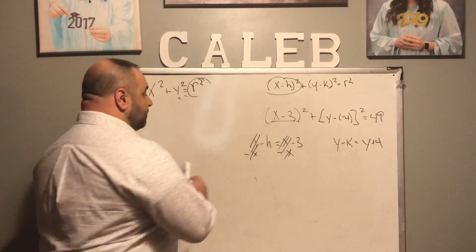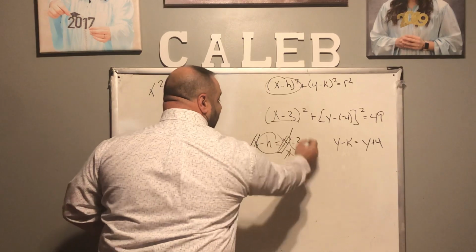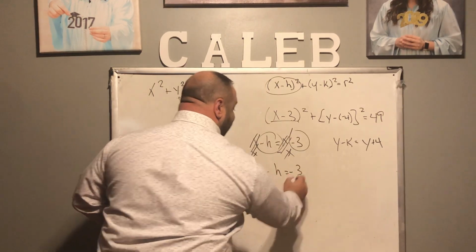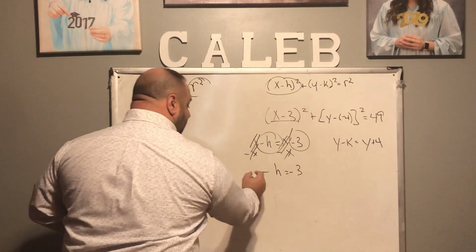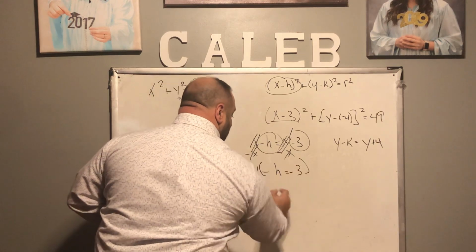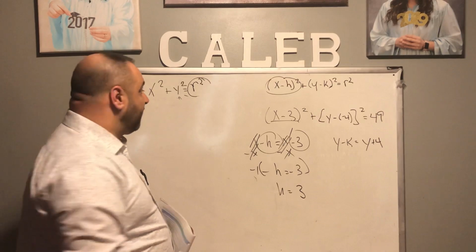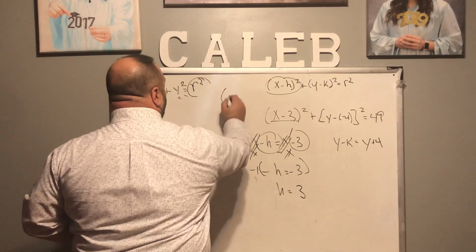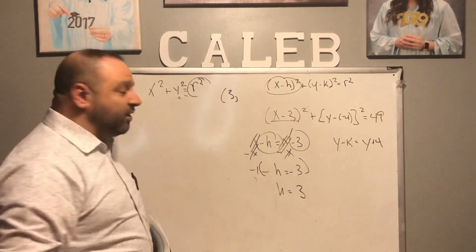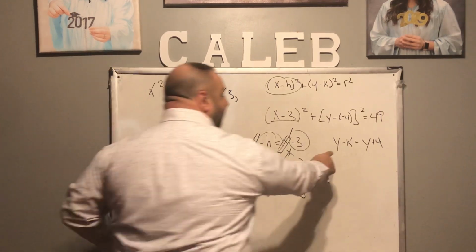So here's what's left. Negative h equals negative 3. Obviously, we want to get rid of that negative sign, so we have h equals 3. So there's our first coordinate, 3. Now let's find our second coordinate. Now let's solve here for k.